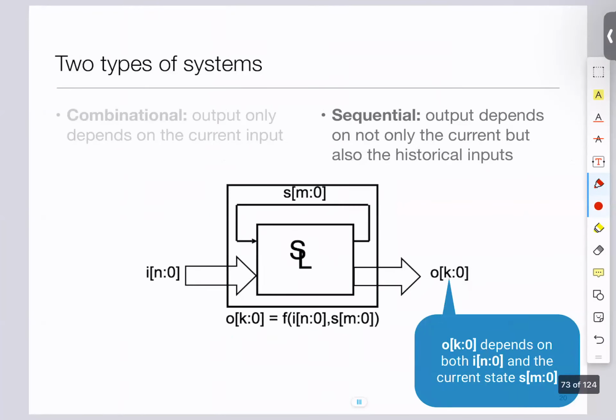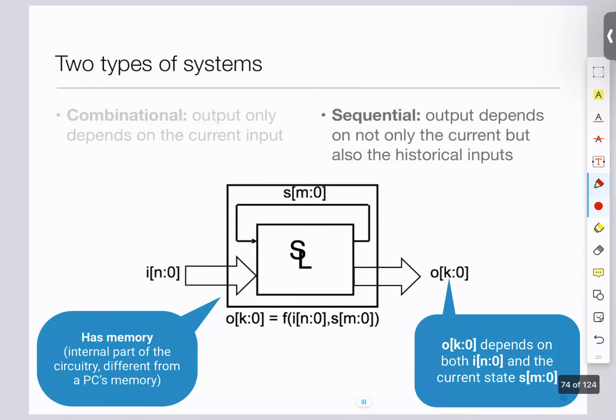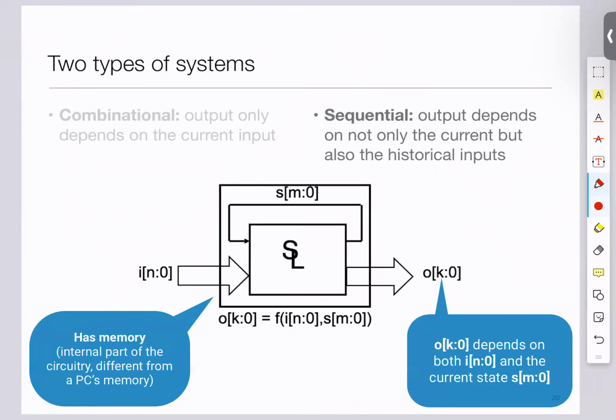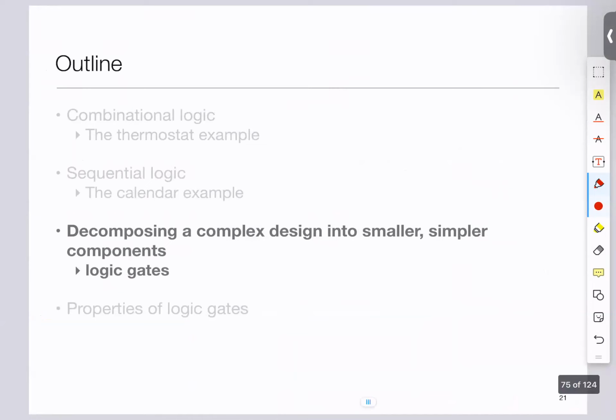Okay, so that's a sequential system. It has memory, and its output depends upon input and state. Usually we have combinational and sequential systems. We saw that sequential systems can be built using a combinational system plus the register blob. If I'm working with clocks, we'll see other ways of doing sequential systems also.